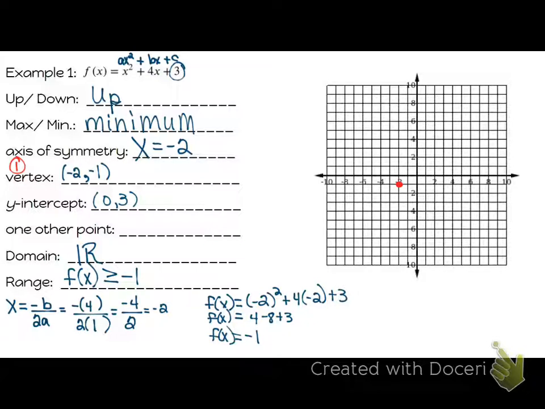After I graph my vertex, I'm going to graph my y-intercept. So my y-intercept is 0, 3. So I start at my origin. My x value is 0, so I stay put. My y value is 3, so how many do I go up? 3. 1, 2, 3.